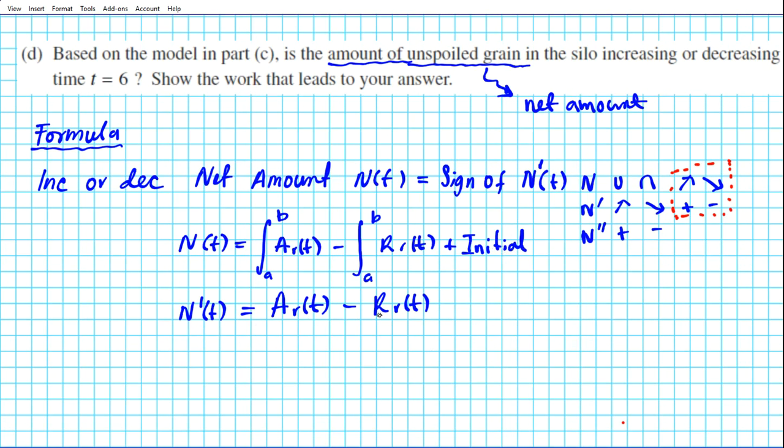Okay, so basically what this tells us is that if you want to determine if the net amount is increasing or decreasing, all you simply have to do is find the difference between the add rate and the removal rate at that particular point. Okay, so just take the add rate and then the removal rate, plug in the value that you're looking for, and then subtract, and that's it. Let me show you how that applies to this particular problem. So let's go ahead and solve it since we have the formula that we need.